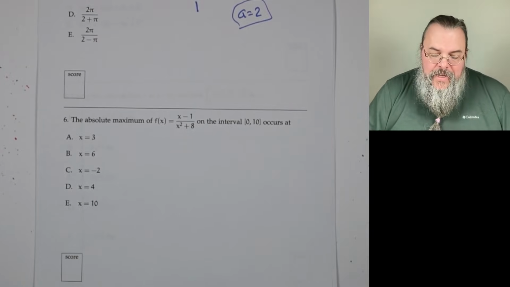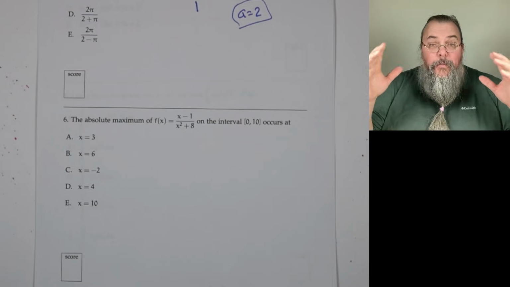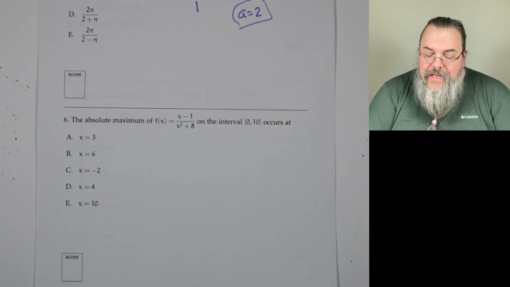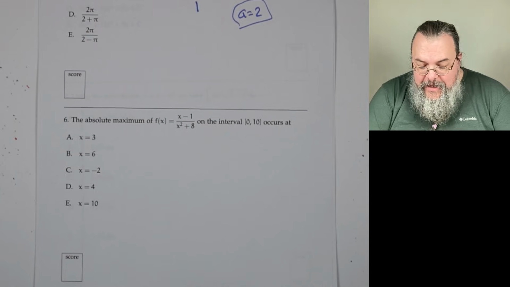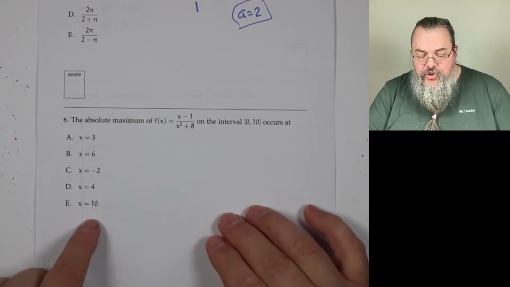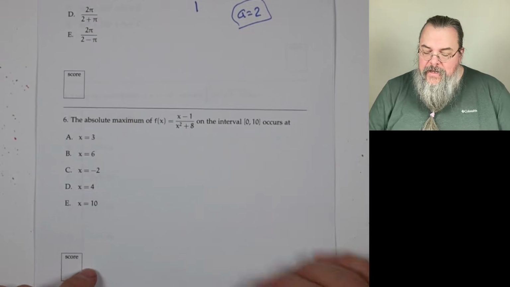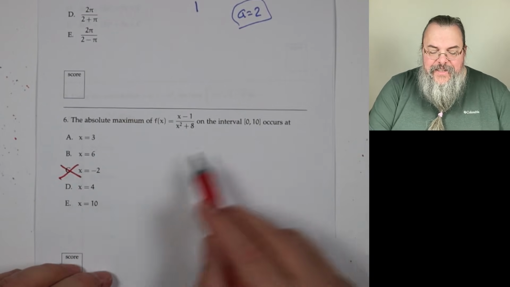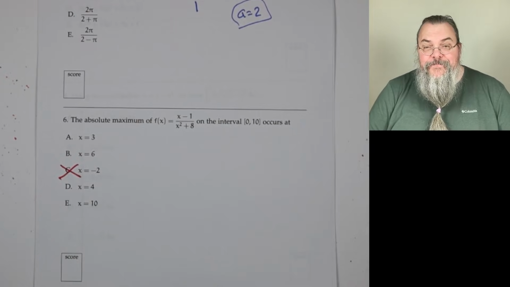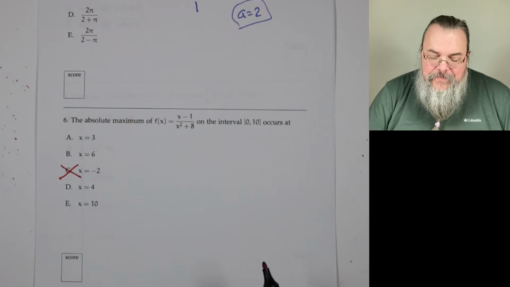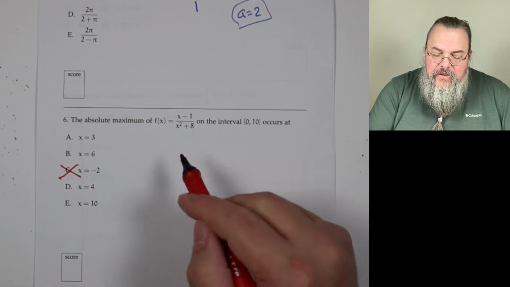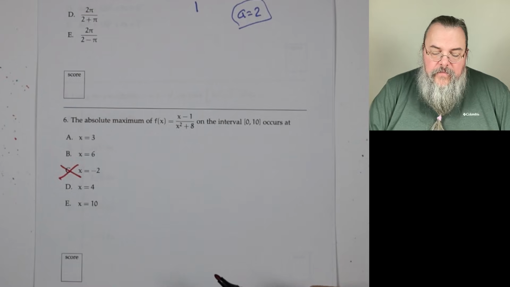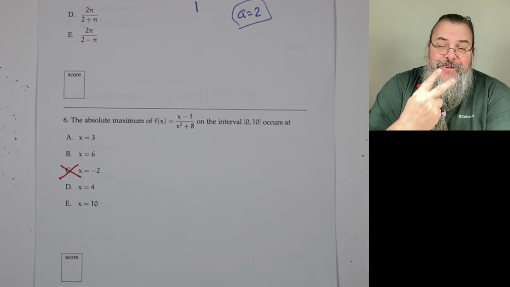Number 6, the absolute maximum of x minus 1 over x squared plus 8 on the interval 0 to 10 occurs at, and then we have some choices here. Now, we can quickly rule out C, because negative 2 is not between 0 and 10. So, not even a possibility. And look at this, there's no problems, no blowing up going on. The denominator is always positive. So we have two options right now.